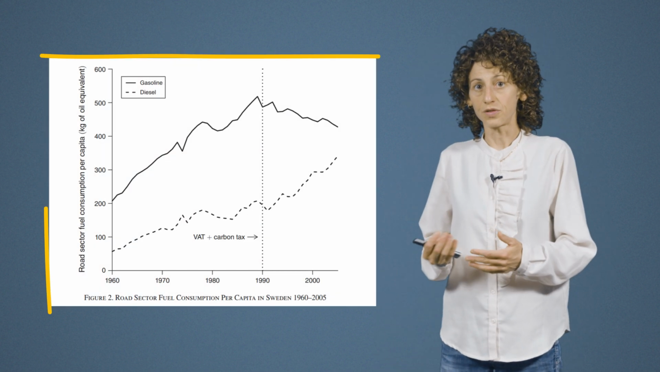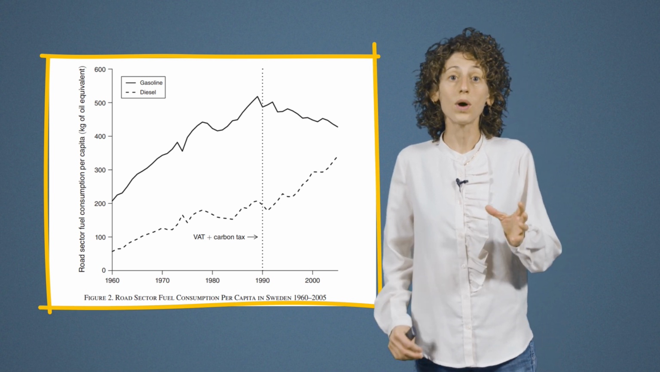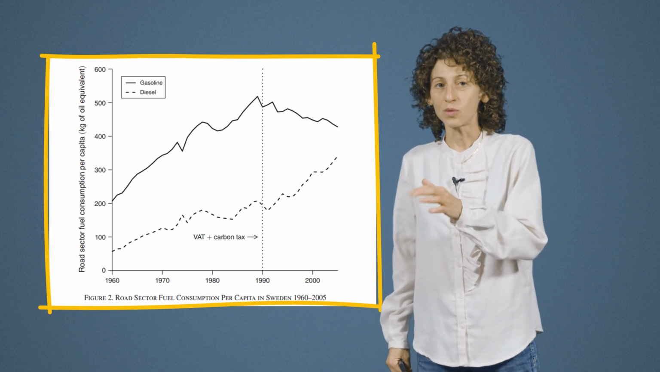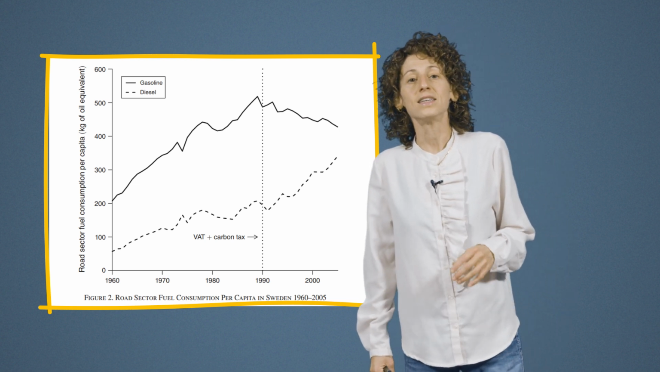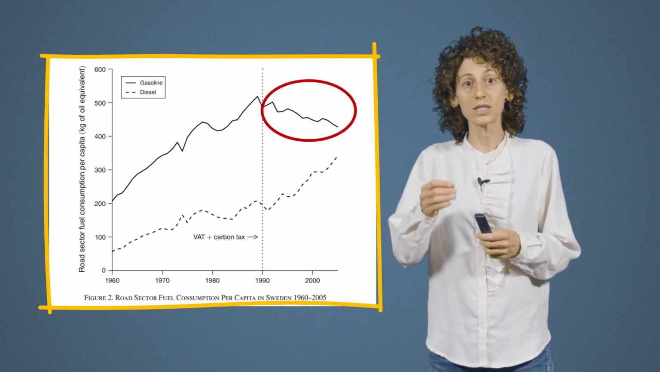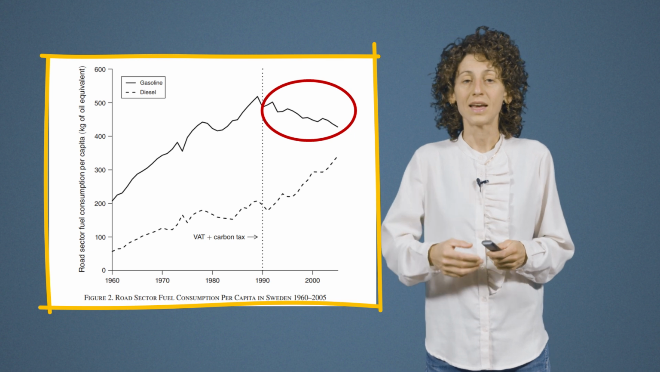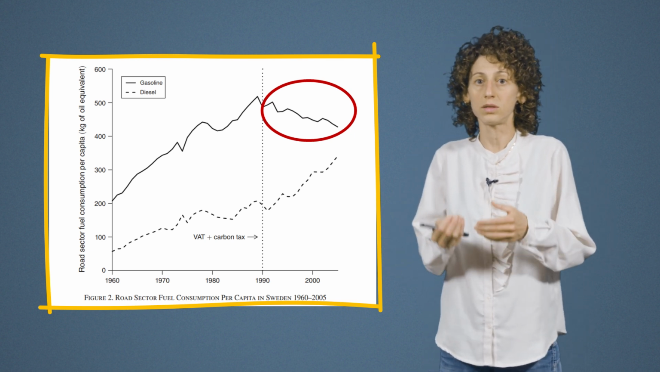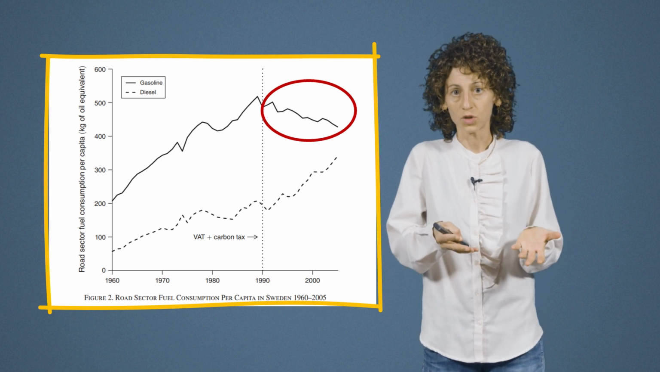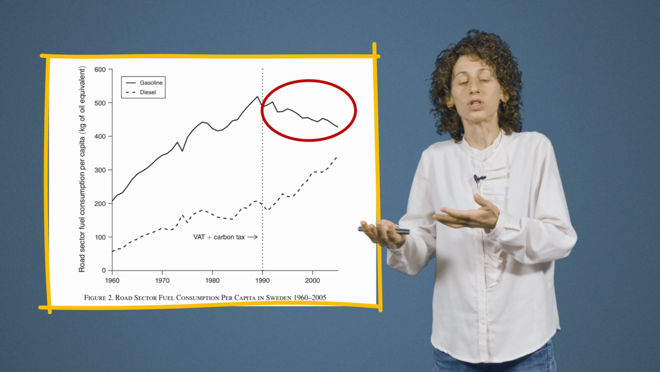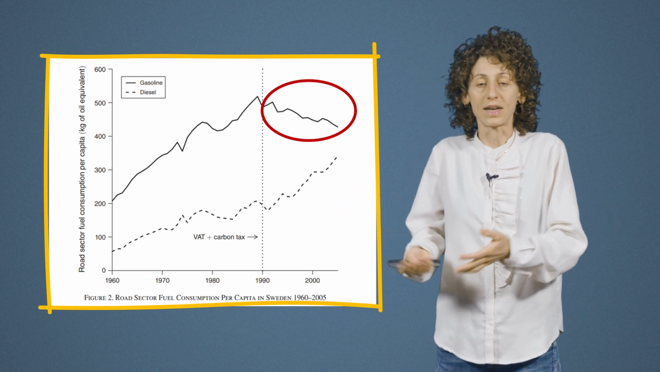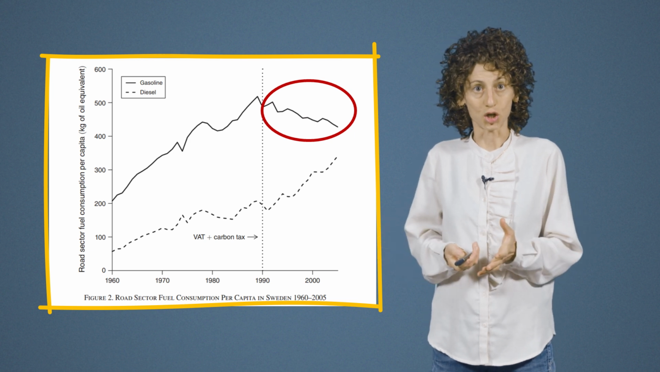Now, what you see in the graph here on the y-axis is the fuel consumption per capita in Sweden. And on the x-axis, we see time. In 1990, Sweden introduced a carbon tax. And what you see is that gasoline consumption decreased immediately. However, the key question is whether this decrease was actually caused by the carbon tax. It could have been caused by other factors, such as just more people using bikes. So this graph alone doesn't provide a complete explanation.